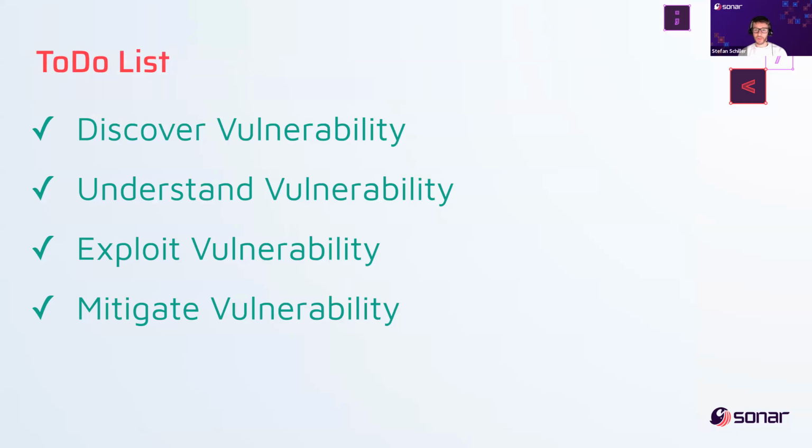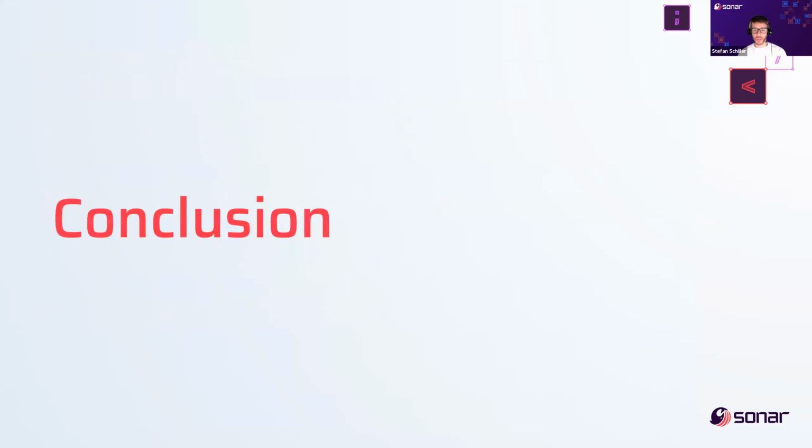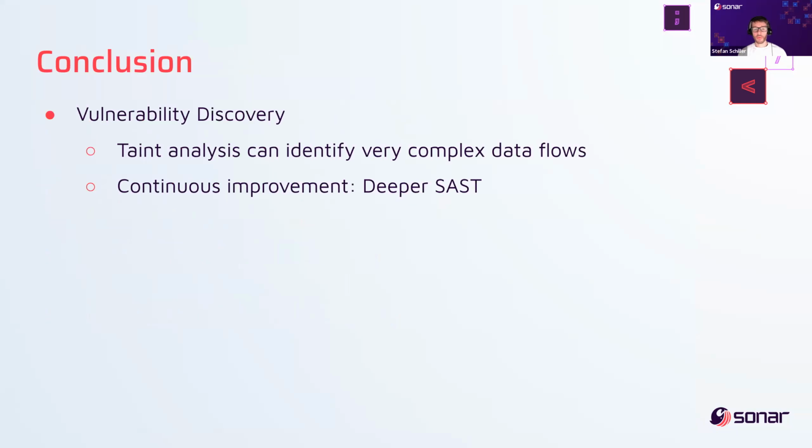So that's it for our to-do list. We've successfully discovered, understood, exploited, and mitigated a severe security vulnerability in the OpenRefine application. So it's time for a final conclusion. We've seen that taint analysis is a very strong tool to automatically discover deeply hidden vulnerabilities. We are continuously improving this and just recently added debuggers to our engine, which allows you to uncover vulnerabilities even in third-party libraries you're using.